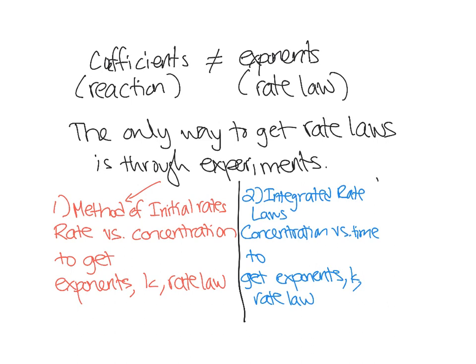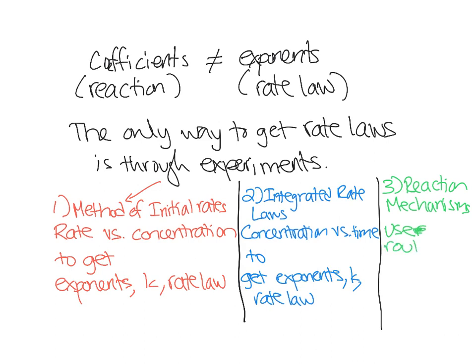The third option is through reaction mechanisms. And what we do is we use the reaction route, so the pathway of the reaction, how do we actually get from reactants to products, to get the rate law, right? What else do you think we get? Well, we get the exponents and we get the K.